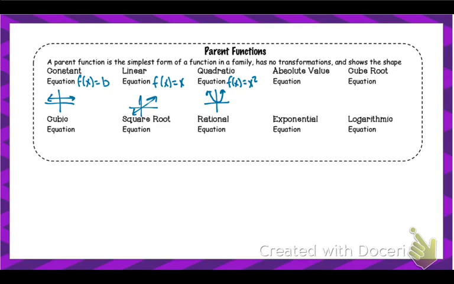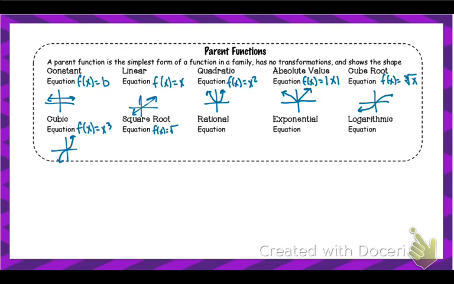Absolute value is one we're going to do actually here pretty soon. The equation is just those absolute value bars. So it's going to look like a V. It's probably one of the easiest ones for most people to remember because absolute value begins with a V. Cube root, it's f of x equals the cube root of x. It's going to look something like this. Cubic, f of x equals x cubed. It looks like this, like a little squiggle. Square root, f of x equals the square root of x.